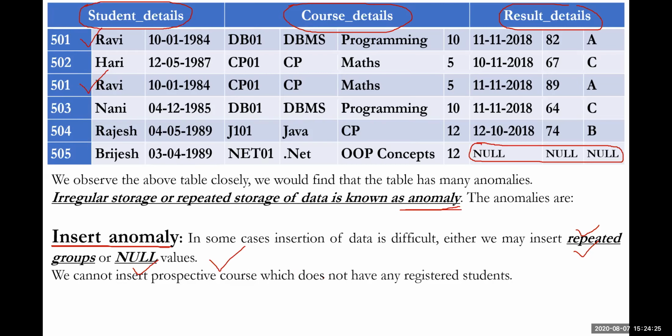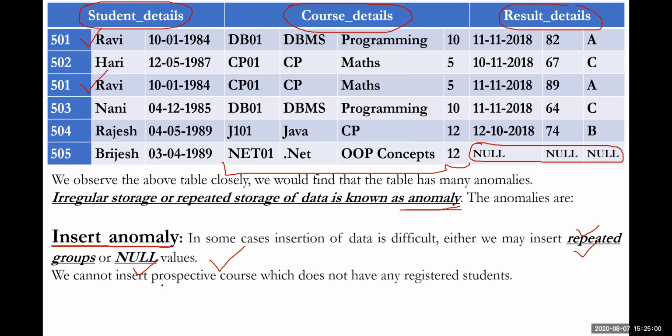You could observe this here. You cannot insert a prospective course which does not have any registered students. For example, I have started one more course, that course is UI. If no student has joined UI, user interface techniques, then you are unable to enter the UI details here. If you want to enter one more row, a student must be available here. If a student is not available, then you are unable to enter course details. Only course details cannot be entered.